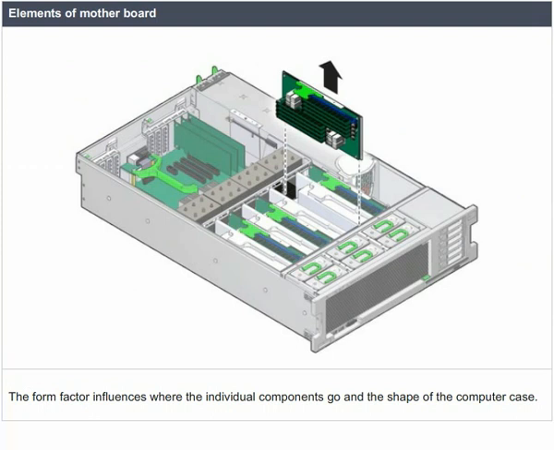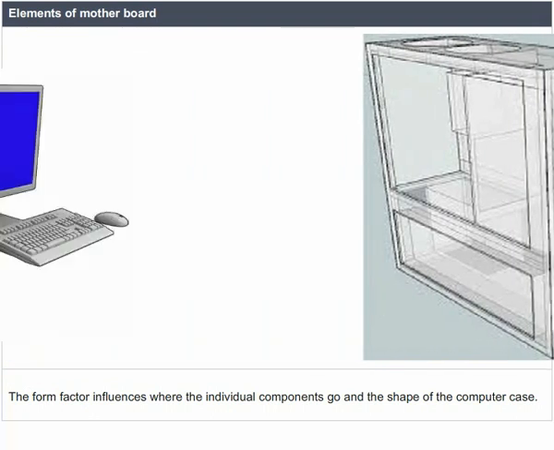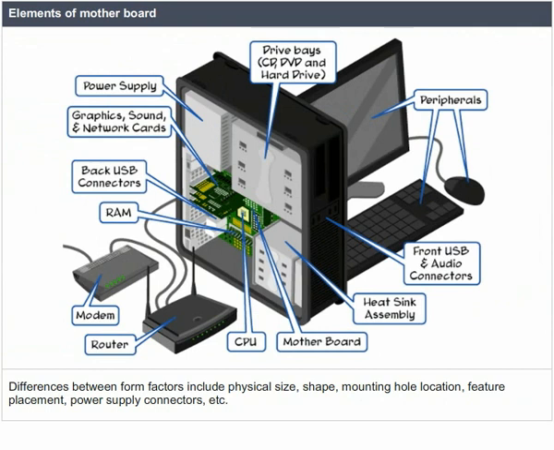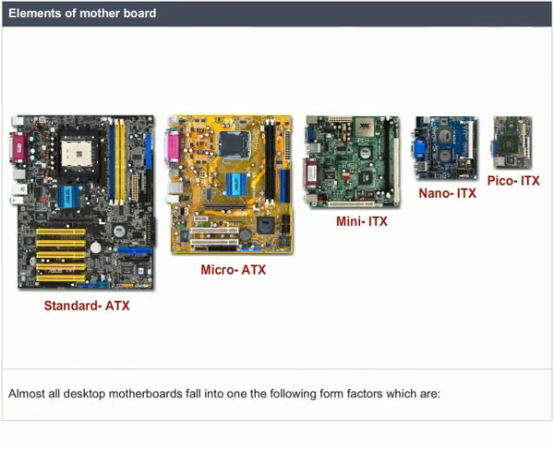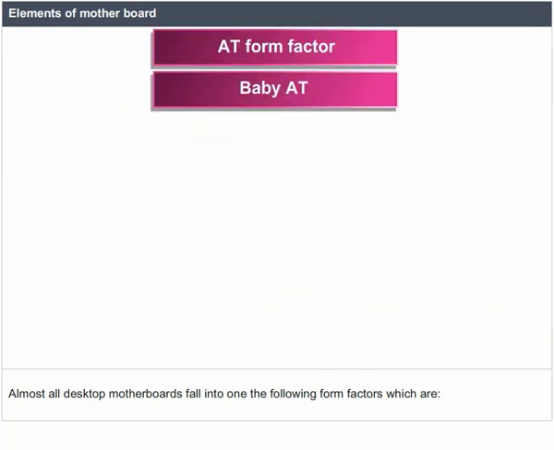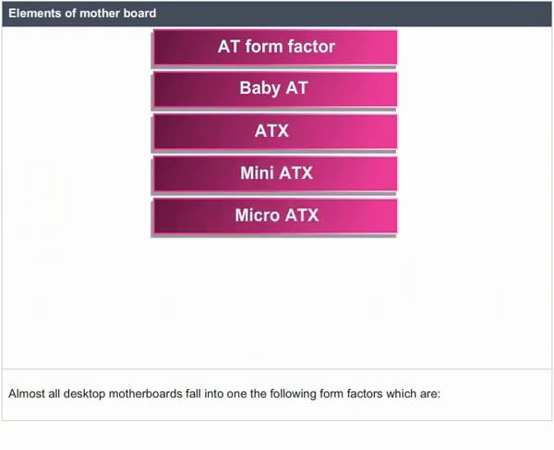There are several form factors that determine if a PC can fit into the standard classes. Differences between form factors include physical size, shape, mounting hole location, feature placement, power supply connectors, etc. Almost all desktop motherboards fall into one of the following form factors, which are AT form factor, Baby AT, ATX, Mini ATX, Micro ATX, Flex ATX, LPX and Mini LPX, NLX.